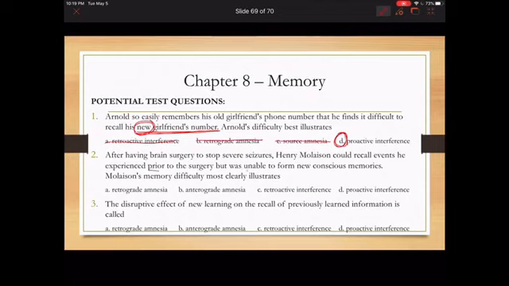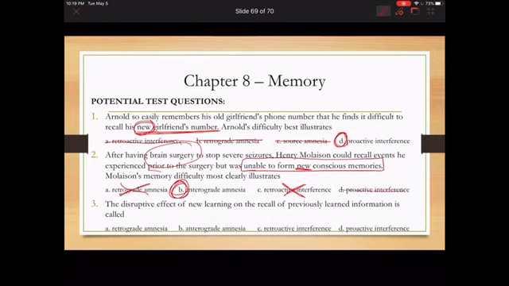After having brain surgery to stop severe seizures, Henry could recall events he experienced prior to the surgery but was unable to form new memories. So unable to form new, that tells you that the first word is either antero or pro, so it can't be either of these retros. Is it amnesia or interference? Well, it was brain surgery, so that's going to be amnesia.